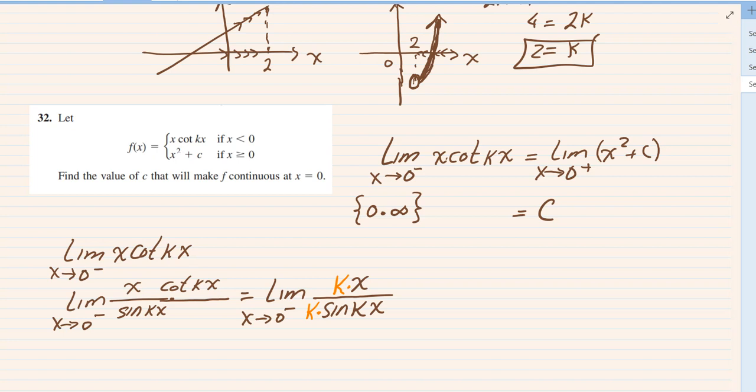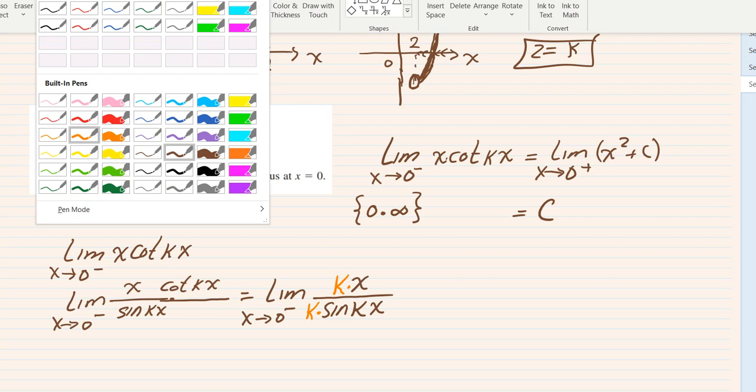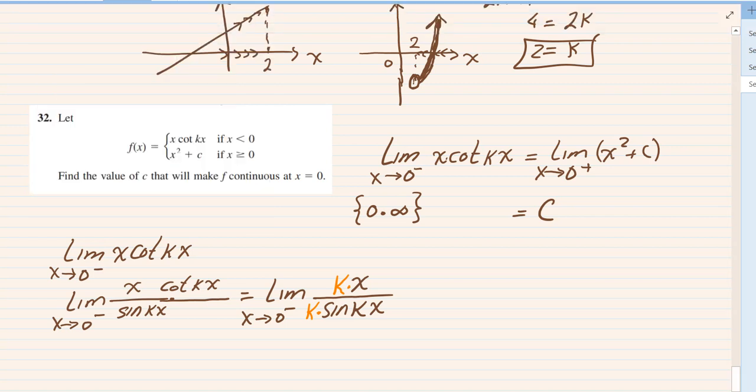It's for that reason. Okay, now I can go back to my marker. So there's my sine x over x. And then, of course, I'm so sorry, this is cosine, not cotan. And then I have simply cosine kx over 1.